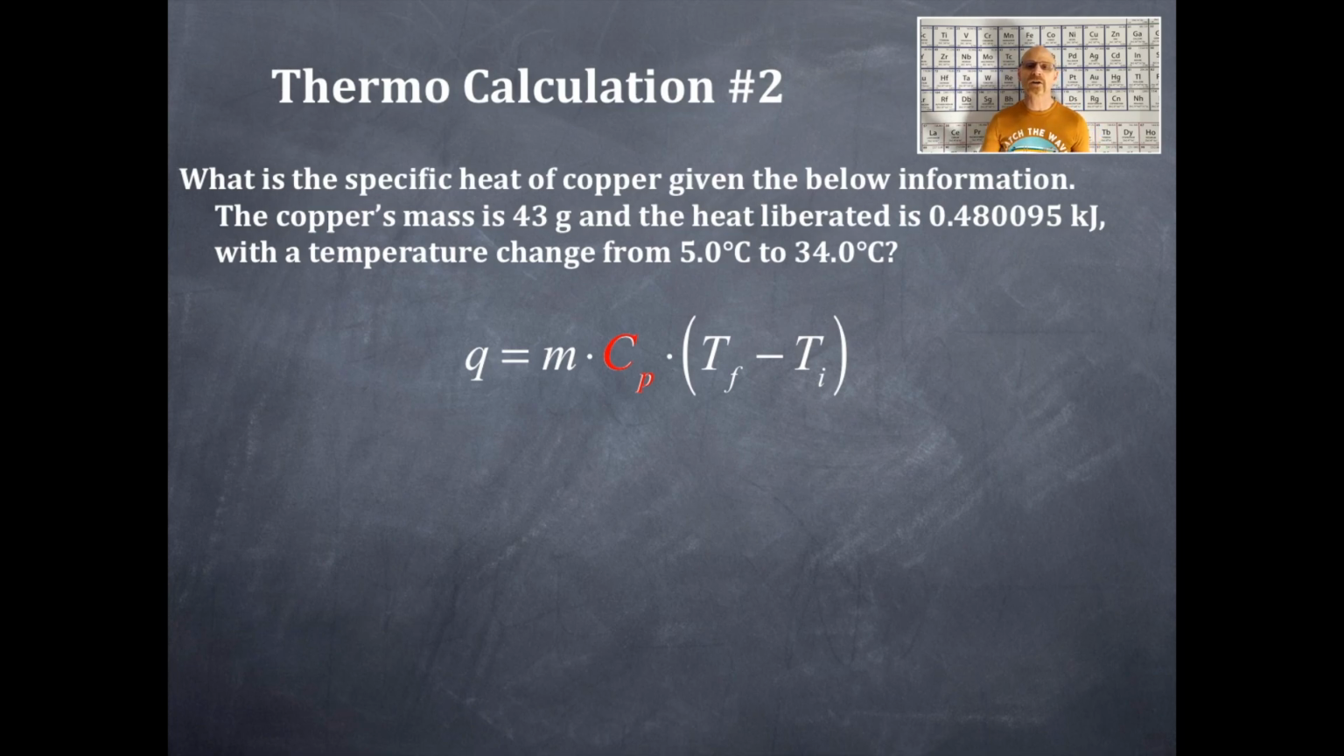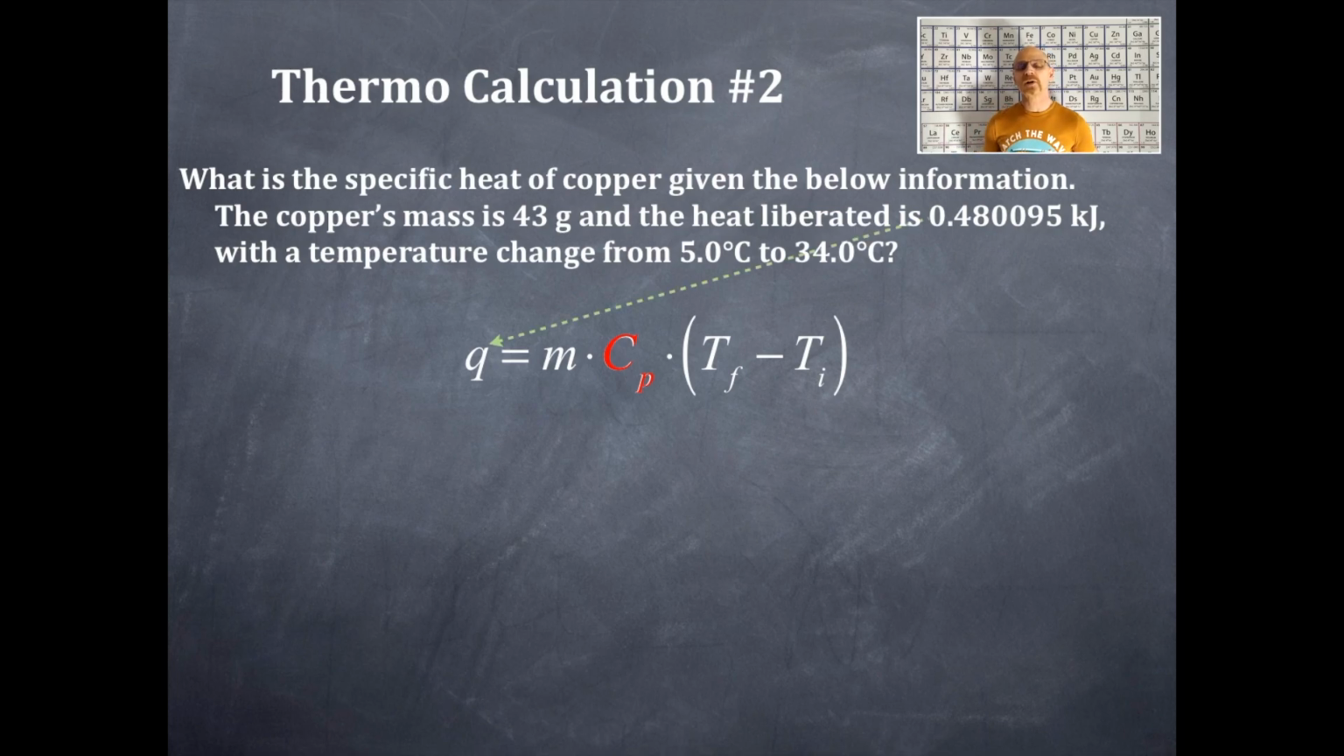So where are all the numbers going in this equation? Let's look at all the numbers here and figure out where they belong. We're going to be plugging in a Q, an M, a TF, and a TI because we are solving for the specific heat capacity, which is the CP. All right, here we go.